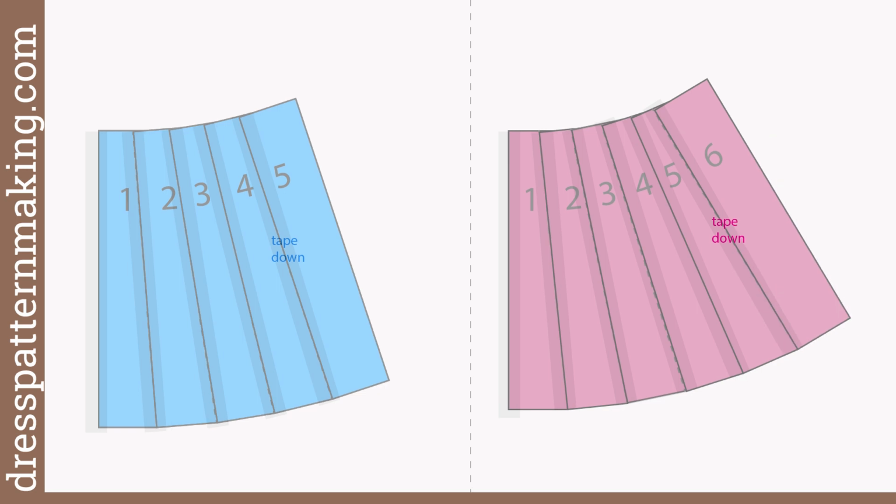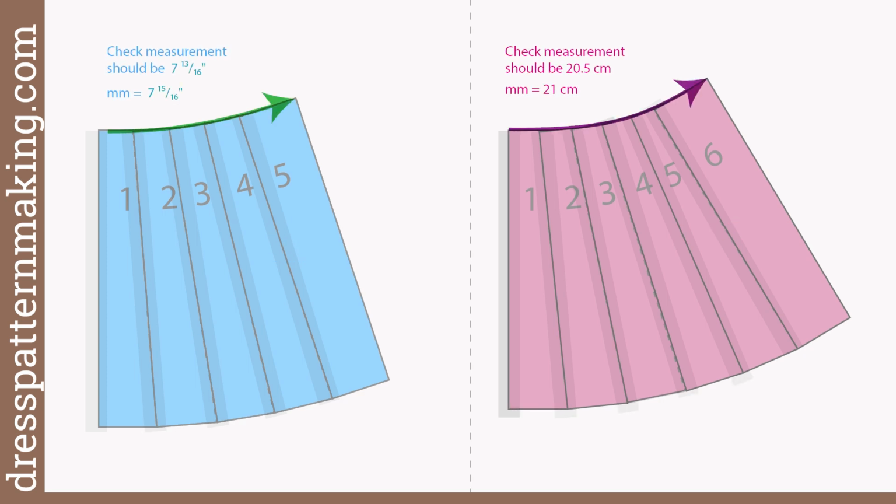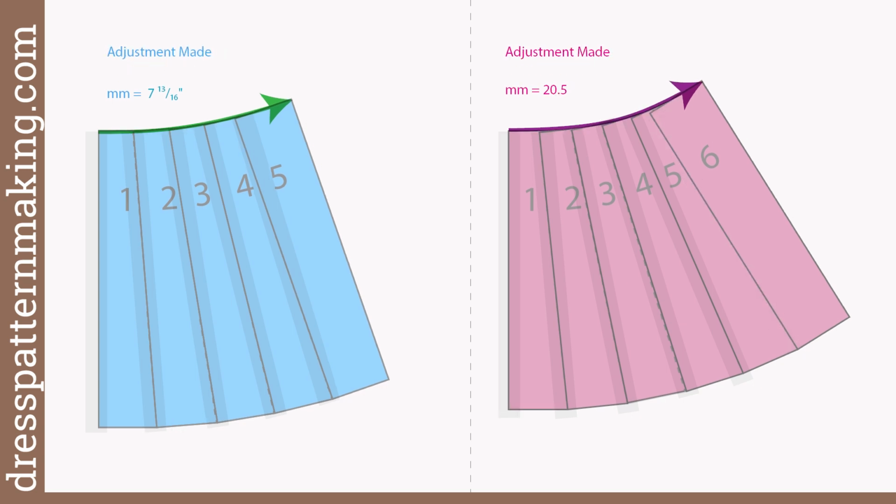Make sure everything is taped down securely. Check the measurement at the empire line. If it's not correct, you'll need to make the necessary adjustment. Either overlap more or open up a panel. Both Kate's measurement and my measurement are out a little bit, so I'll have to make adjustments for both of us. So I'll pull up the sticky tape between panel 5 and 6 and make the adjustment. For pattern making, it's best to use the type of sticky tape that you can pull up reasonably easy.